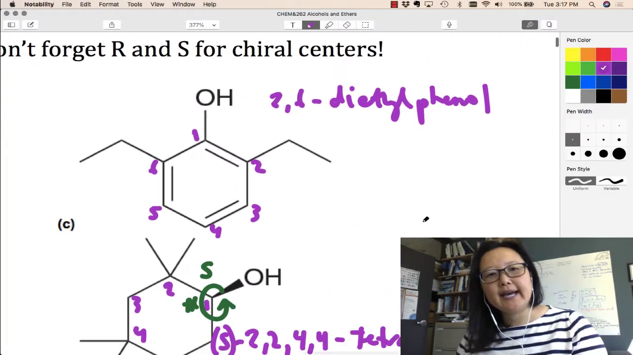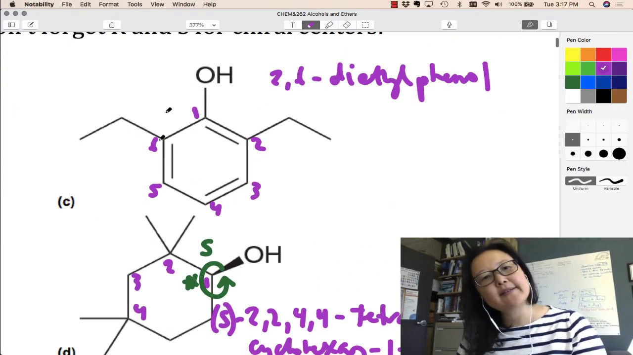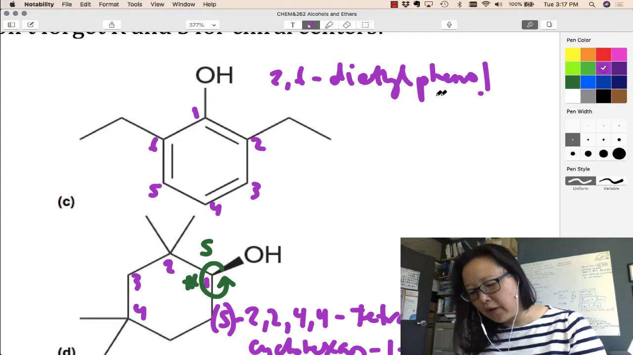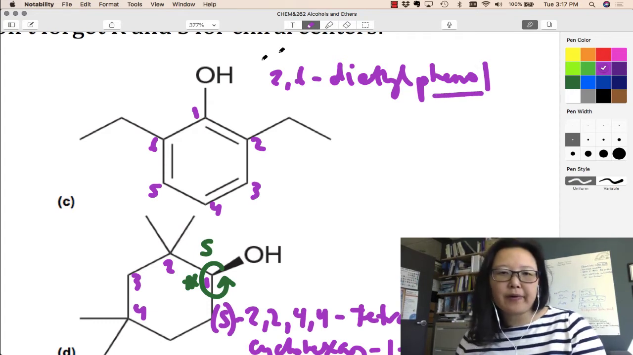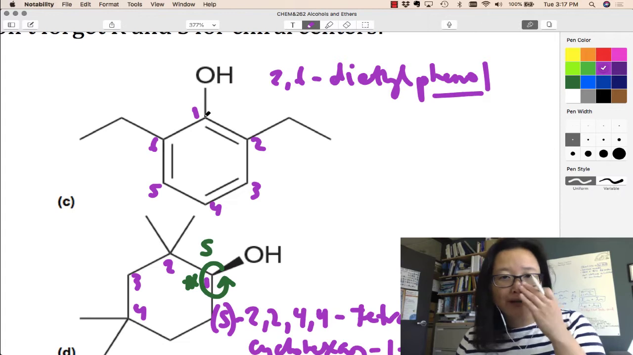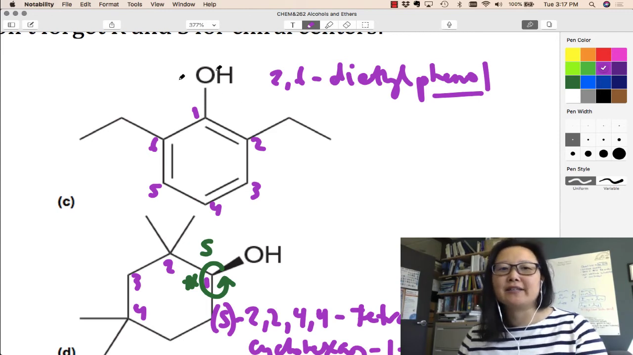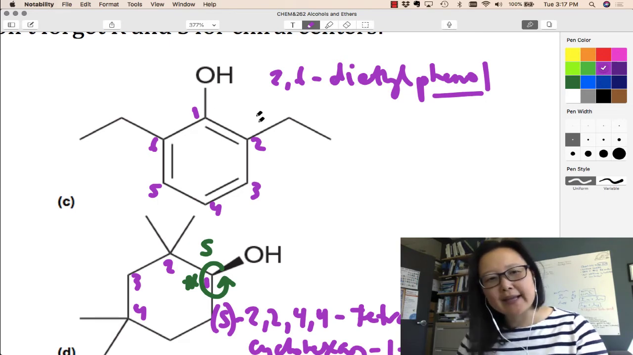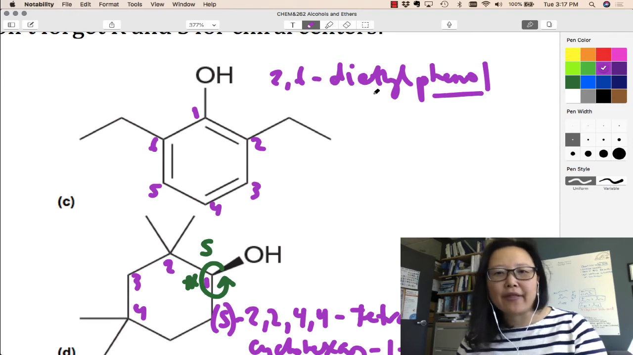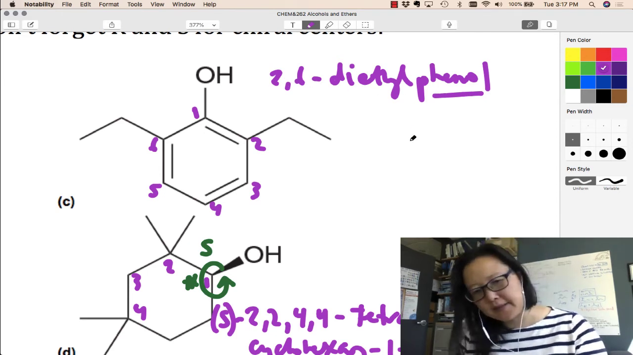For part C, since we're naming the phenol as the functional group, I want to make sure the phenol gives the alcohol group the priority. So I can number that 1. Even though you've learned for cycloalkanes that you want the lowest possible numbering combination, for phenol you want this OH to be the lowest possible number. So this is 1, because it's called a phenol. Okay, so that's a little different than what you had before. So that means that I can go this way or I can go this way. Either way, I'm going to get a 2,6-diethylphenol. Okay, so that's a little bit different.